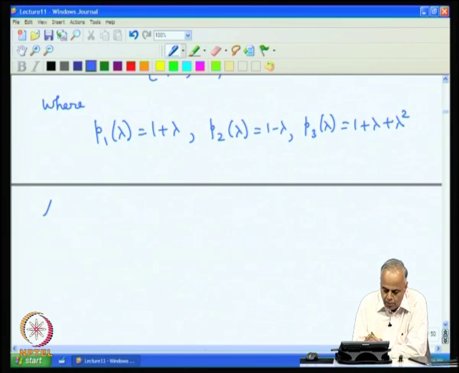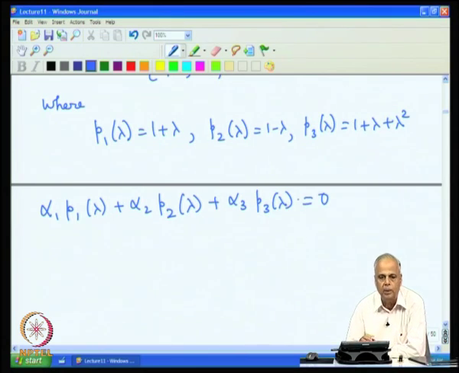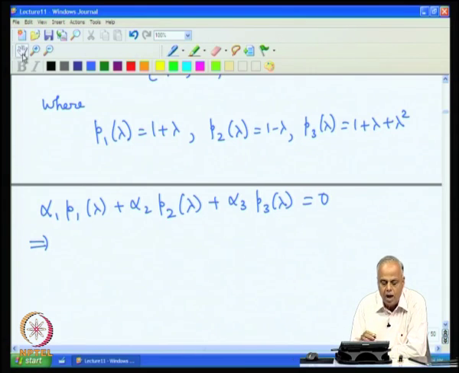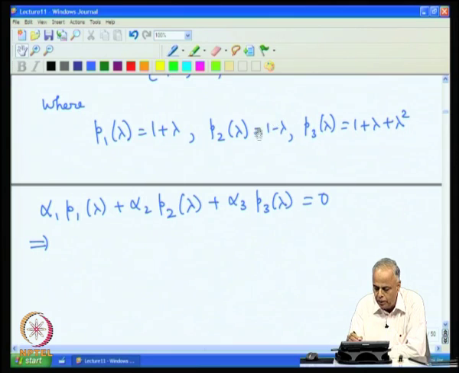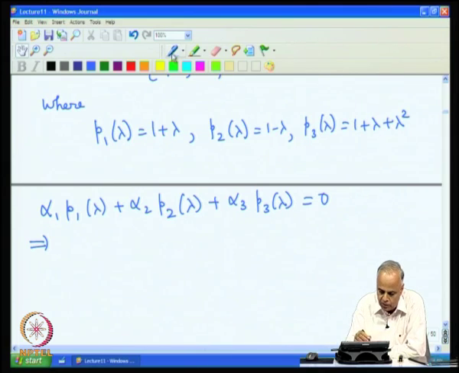Now, suppose a linear combination alpha 1 p1(lambda) plus alpha 2 p2(lambda) plus alpha 3 p3(lambda) gives us the 0 polynomial. What does that mean? Let us collect the constant terms first. Alpha 1 p1 will give me an alpha 1, alpha 2 p2 will give me an alpha 2, alpha 3 p3 will give me an alpha 3. So, the constant term will be alpha 1 plus alpha 2 plus alpha 3.